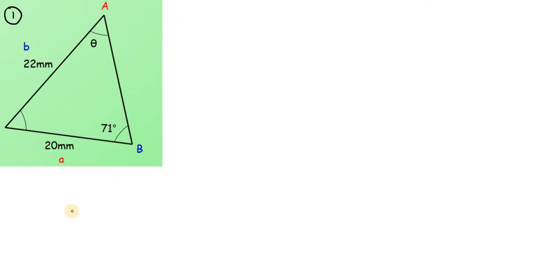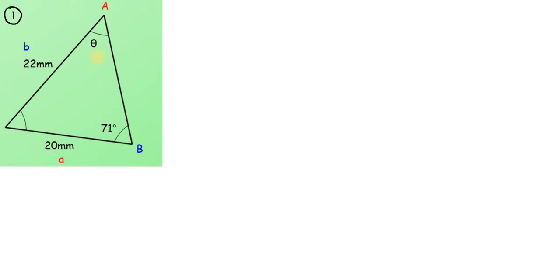So we have a non-right angle triangle, meaning none of the angles in the triangle is a right angle. Now we're given two sides. We're also given two angles, one known and one unknown. So here we have the unknown, which is theta, and the known being 71 degrees. Now, which formula can we use to find the value of the unknown angle?